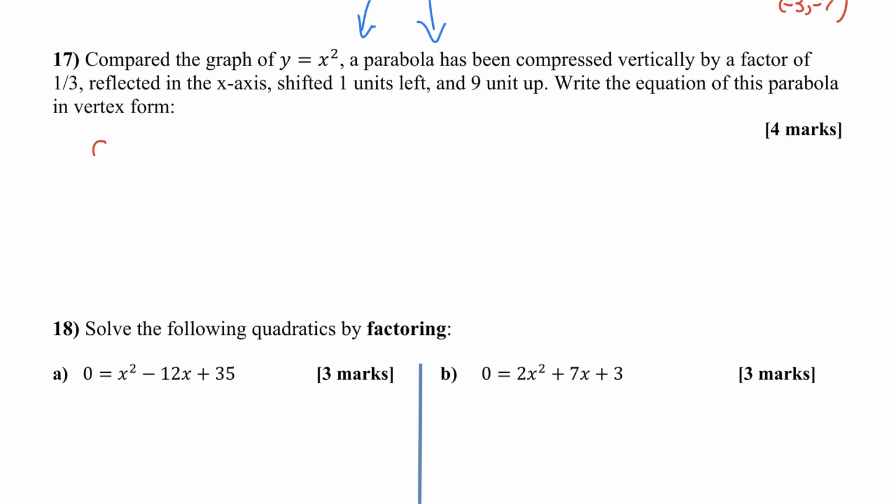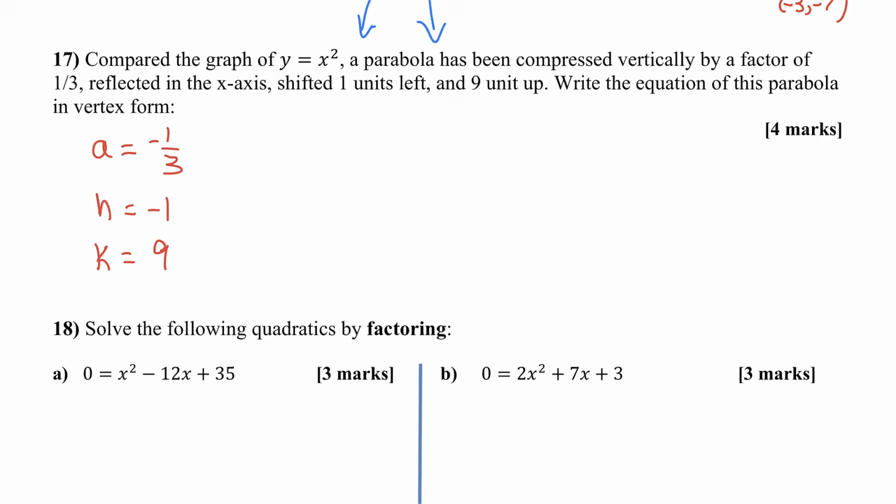So I'll start by getting the a value. Since it's reflected in the x-axis, I know a is negative, and because it's compressed vertically by a factor of a third, that means the a value must be -1/3. Shifting 1 unit to the left means the x-coordinate of the vertex must be -1, so the h value is -1, and shifting 9 units up means the vertex must have a y-coordinate of 9, so the k value must be 9.